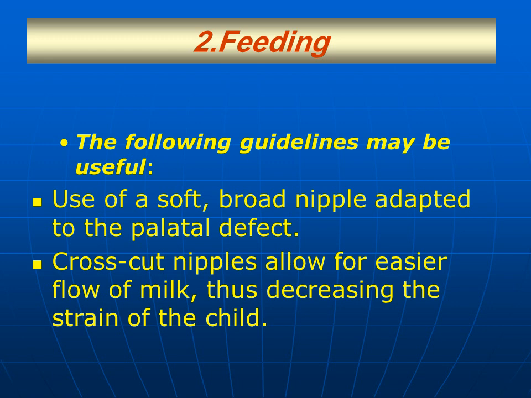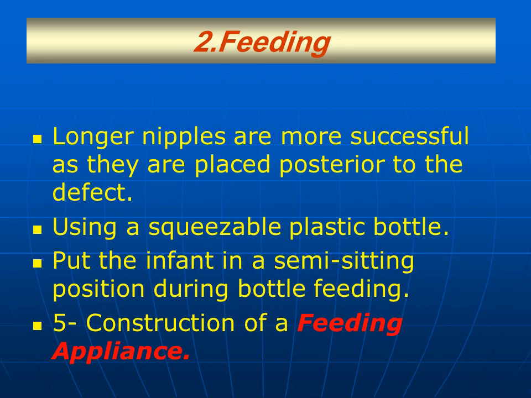Also, we can cut the nipple of the feeding bottle in a cross cut, which allows easy flow of milk and decreases the strain on the child. We may use longer nipples, which are more successful as they are placed posterior to the defect, therefore the milk will be coming from the bottle behind the area of the cleft.